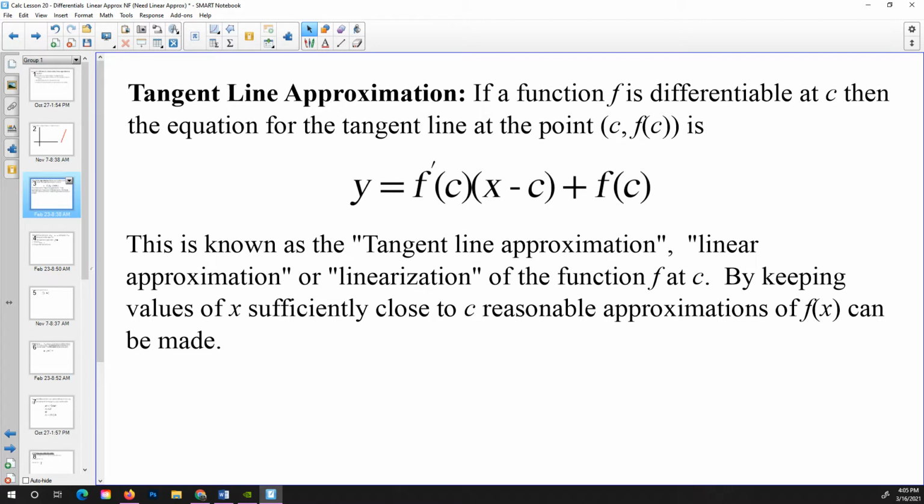Tangent line approximation. If a function f is differentiable at c, then the equation for the tangent line at the point (c, f(c)) is given as y = f'(c)(x - c) + f(c). Now this is just the point-slope form of a line where this f'(c) stands in for the slope. This is known as the tangent line approximation. It is also known as linear approximation, or the linearization of a function f at c. By keeping the values of x sufficiently close to c, reasonable approximations of f(x) can be made.